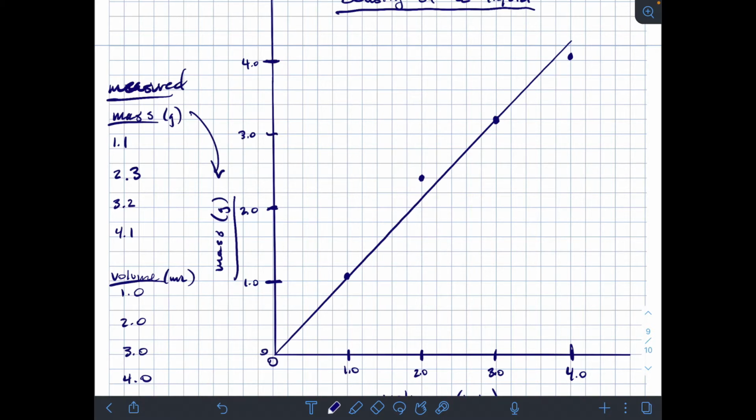So notice that I have one dot that's a little bit above the line, and I have another dot that's a little bit below the line. My line is actually an average of all of my data points, because the data points won't always fit perfectly on a straight line.